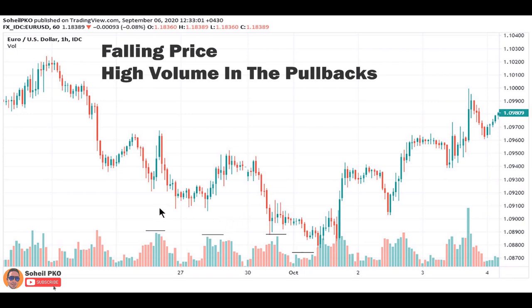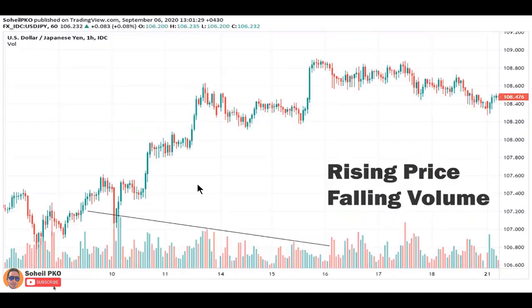And if there's high volume in the pullbacks, as you can see on this chart, it shows that the trend is weakening and there can be a possible change in the direction of the market, and a reversal is likely to happen, as you can see in this case. When prices advance or decline and the volume is decreasing, it shows that the trend is weakening. It indicates that only a few traders are moving the price up or down, and it shows that the interest among traders is not strong and we don't have much participation.